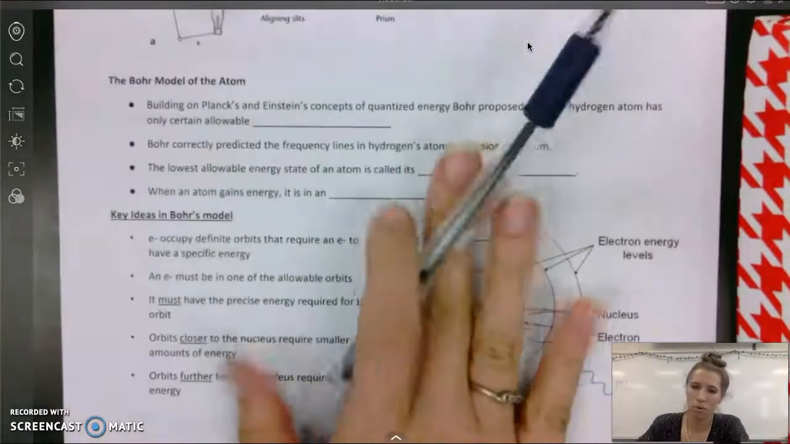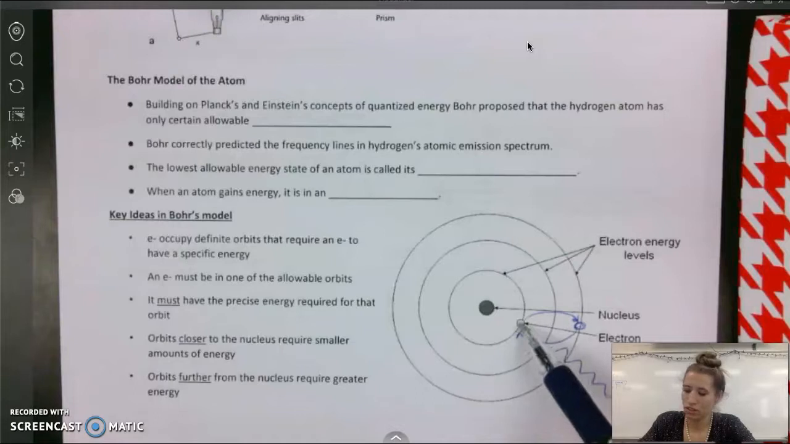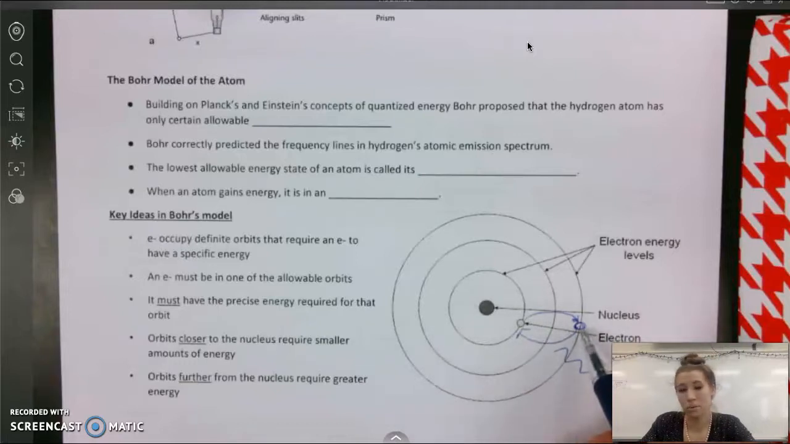Okay, so that's what our Bohr model is showing us. The Bohr model is not showing us the location necessarily of an electron. It's a representation of the energy of these electrons. The further away you move from the nucleus, the greater the energy. So these energy levels that are close to the nucleus are low energy, and the energy levels that are above are higher energy.